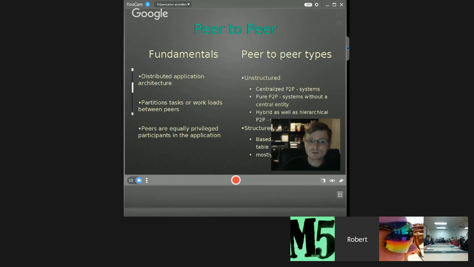Then there are hybrid models. That's basically a mix of centralized and pure peer-to-peer networks. Usually they have a centralized instance, which is a pure peer-to-peer network, and that builds a central instance for the centralized peer-to-peer network, even though it's a hybrid peer-to-peer network. Then there are the so-called second-gen peer-to-peer networks.